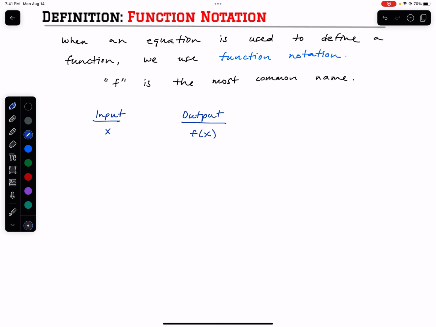So taking one of the answers from the last problem, we can rewrite it as f of x is equal to 1 minus x squared. Okay, so if I wanted to find f of 1, that means to change the x to 1 and evaluate. So this is what you guys need to know. F of x is the output, and x is the input.